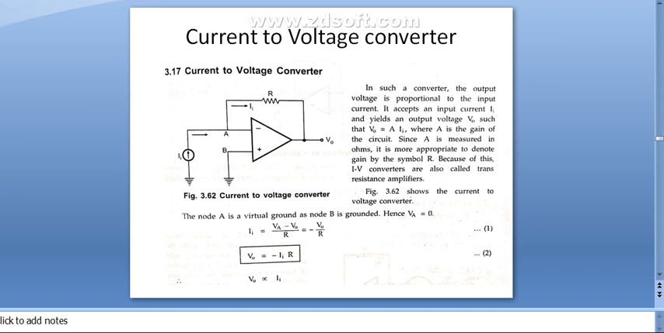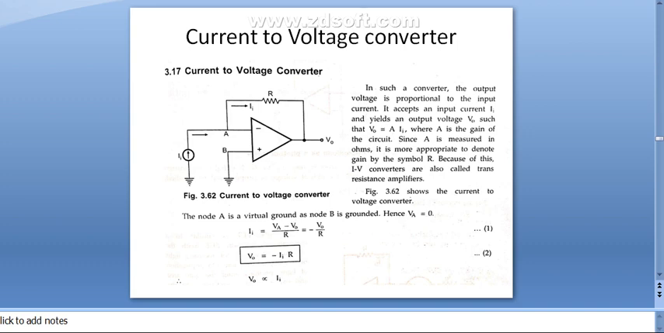The next concept is the current to voltage converter. See the diagram of the current to voltage converter. Here the input current IA is applied to the inverting terminal and the non-inverting terminal is grounded. Here the output voltage is proportional to the input current.